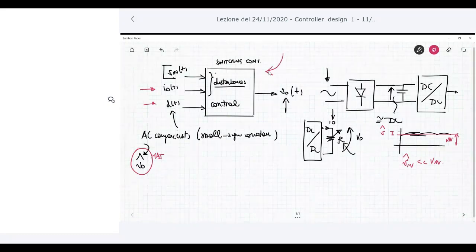This converter has some problems in describing the relationship between the variation of the output voltage V naught, due to the disturbances and due to the variation of the control, because it's a variable structure system. Remember that I mentioned that you have switches and diodes, which are time variant components. So there is the necessity to describe the variation in terms of small signal variation. And in order to do that, I have to consider a circuit which is linear and time invariant.